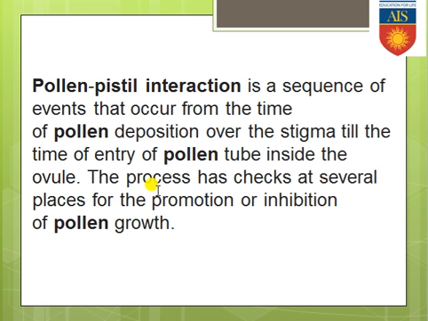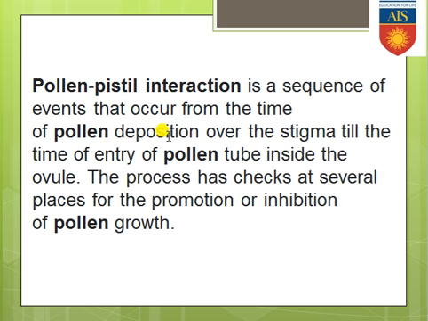So let's see what is written in the definition. Pollen pistil interaction is a sequence of events that occur from the time of pollen deposition over the stigma till the time of entry of the pollen tube inside the ovule, and the process has checks at several places for the promotion or inhibition of pollen growth. So except the last line, the remaining lines obviously denote the definition of pollen pistil interaction. So we have understood the definition.